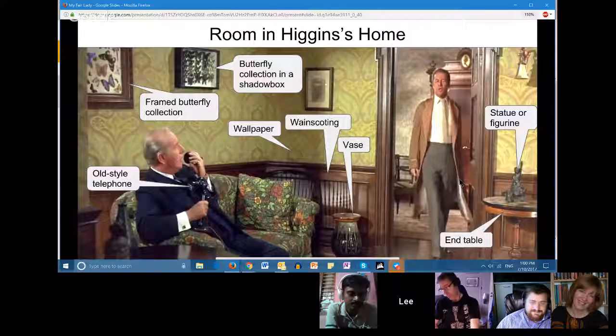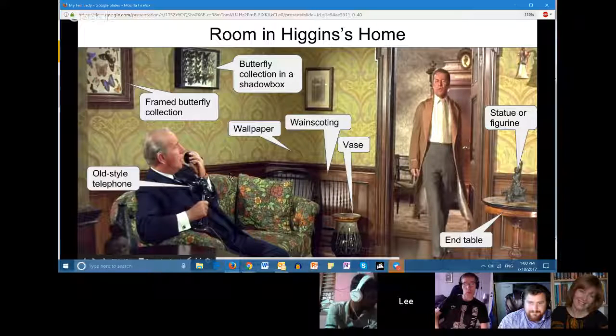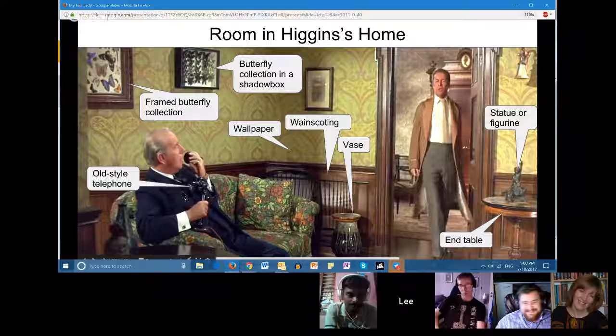Butterfly collections on the wall. Some walls have the bottom half of the wall in wood and the top half in wallpaper. This bottom panel of wood has a special name. I doubt anyone knows that name, but when the lower half of the wall is wood, we call that wainscoting. So this is a wainscoted wall. He has an old style telephone.